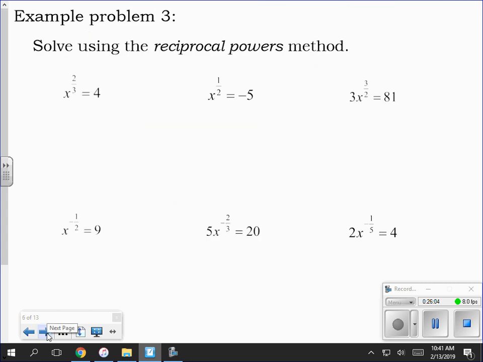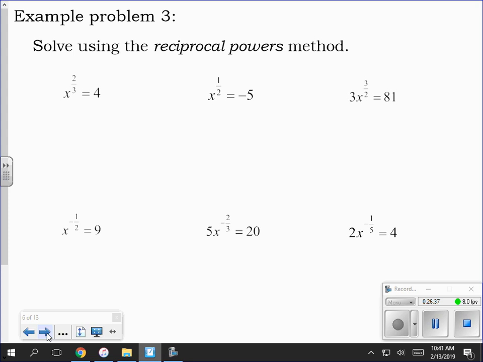Now, these ones, reciprocal powers. So, these are not exponential equations. These are equations involving exponents, but they're not exponential equations. Exponential equations would involve the variables being in the exponents. The variables are not the exponent. I have x to some power, x to some goofy power.